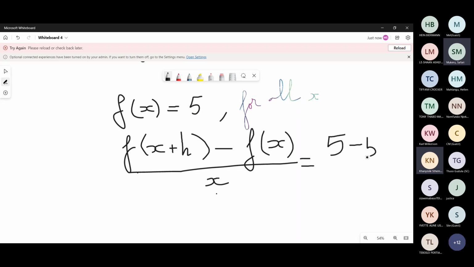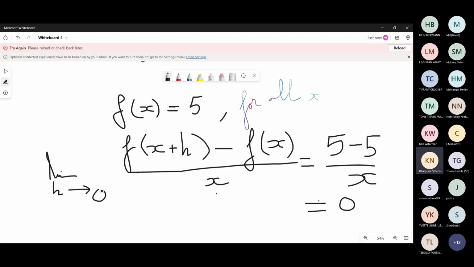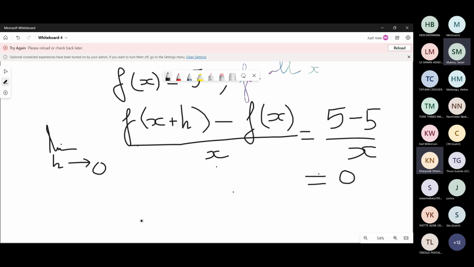Minus 5 divided by h, right? And this is equal to 0. 0 over h is 0, right? So even when I take the limit, h going to 0, this will simply be equal to 0. Therefore, the derivative of the function f is equal to 0.